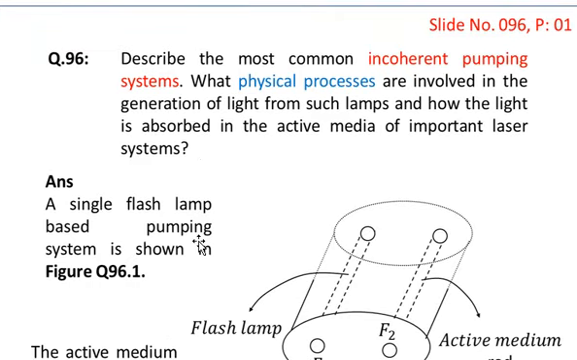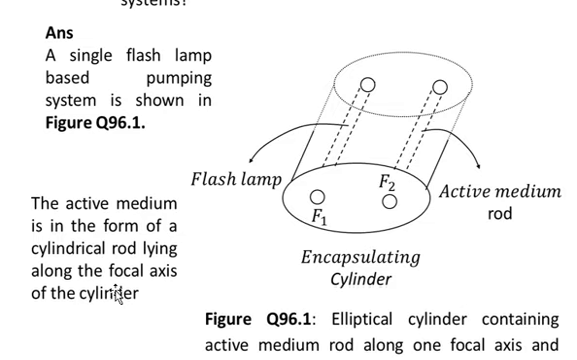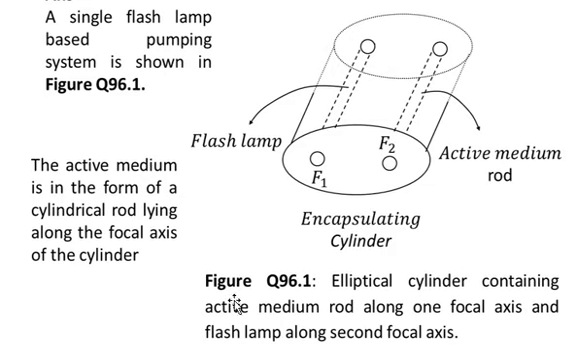The answer is a single flash lamp based pumping system is shown in figure 1. So this is figure 1 and the caption of the figure is elliptical cylinder containing active medium rod along one focal axis and the flash lamp along the second focal axis.